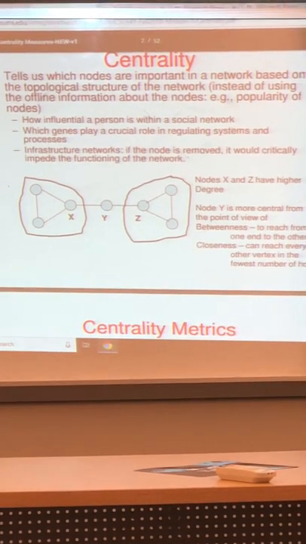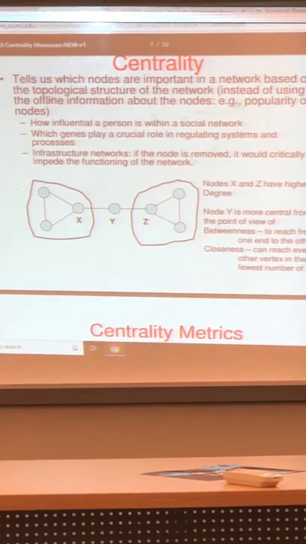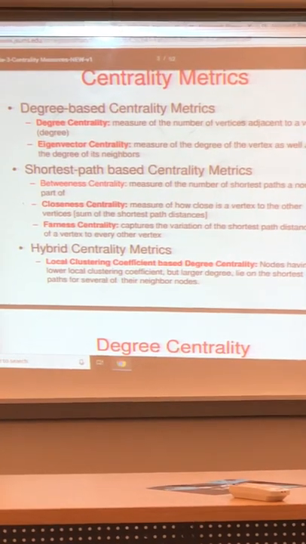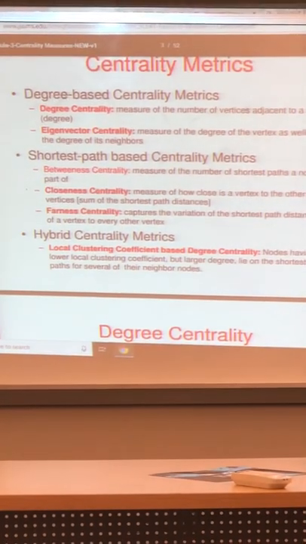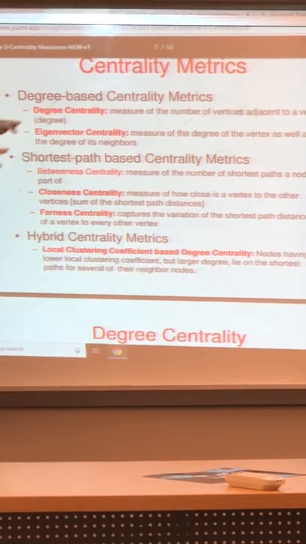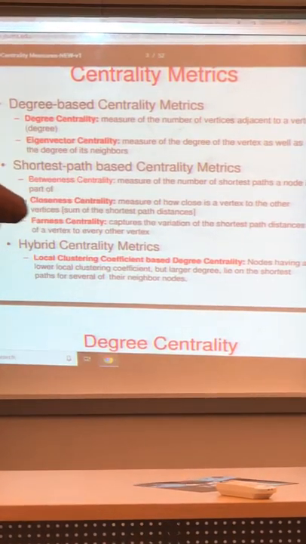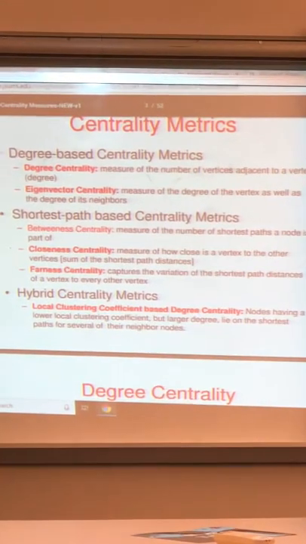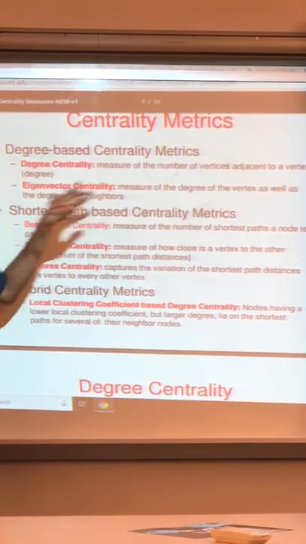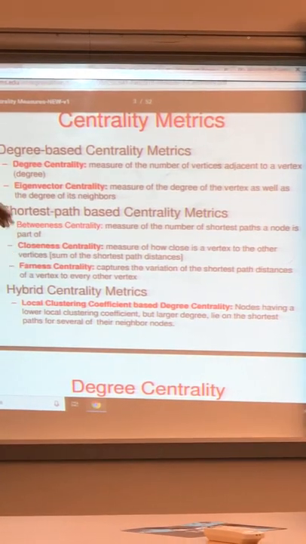So we're going to see a set of centrality metrics. We can broadly classify them as degree based. As I said, degree is the number of neighbors, or you can say neighborhood based. So degree centrality is a measure of the number of neighbors, and eigenvector centrality, which is what we saw last time, the principal eigenvector and all those things, we'll see them again. It's a measure of the degree of the vertex as well as the degree of its neighbors. We're going to go through each in detail later.